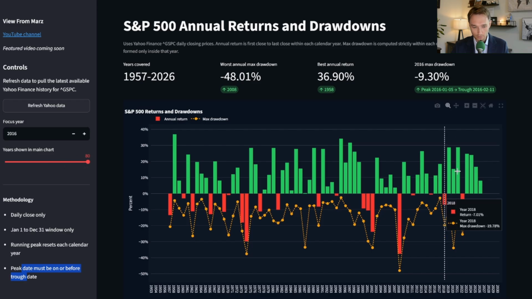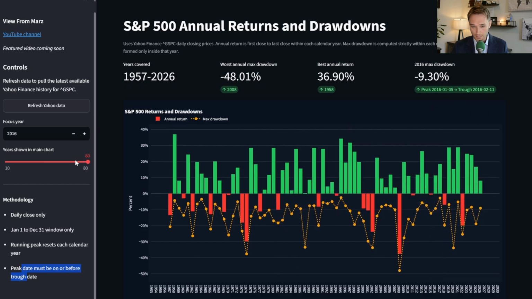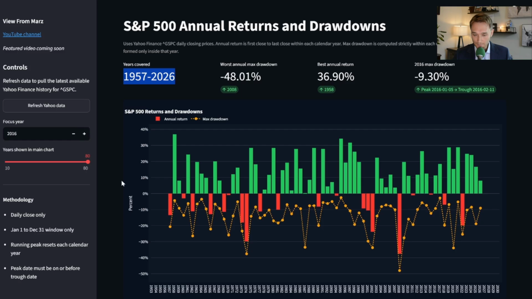So when you choose, let's say, the full gamut, I went back to 1957, which, by the way, I chose because that's when the S&P 500 officially was launched. Before that, it was only 90 stocks, so I wanted to use the most accurate data. I could go farther back, but for the sake of accuracy, I went with all 500 stocks only. When you go back to 1957, this is what it looks like.